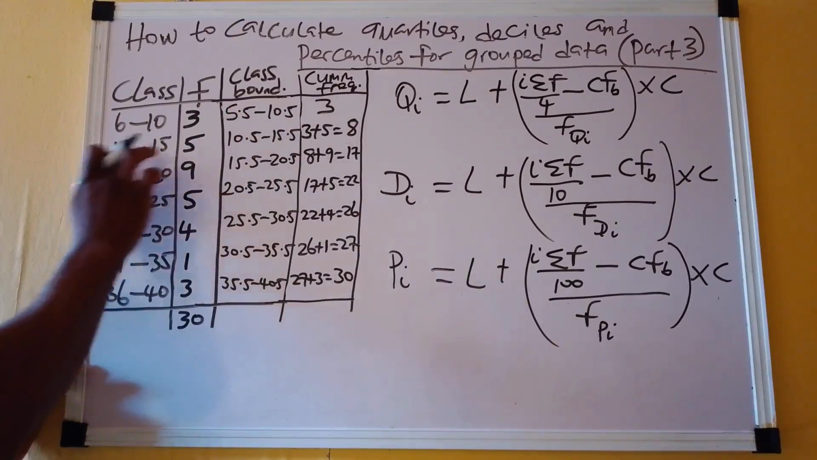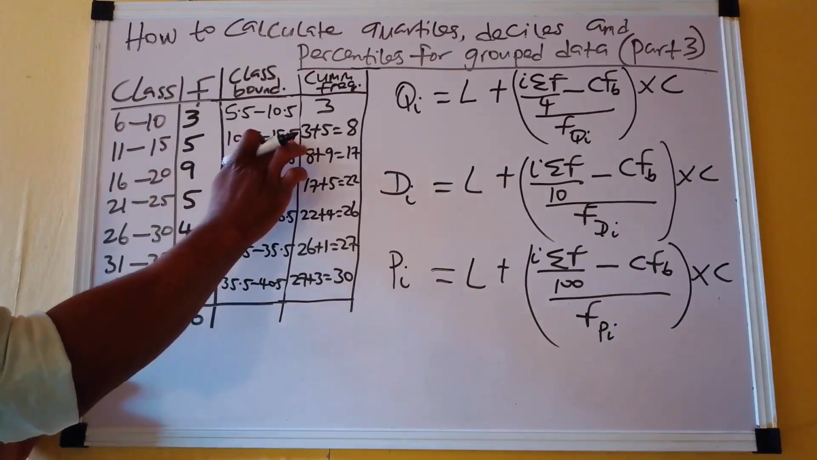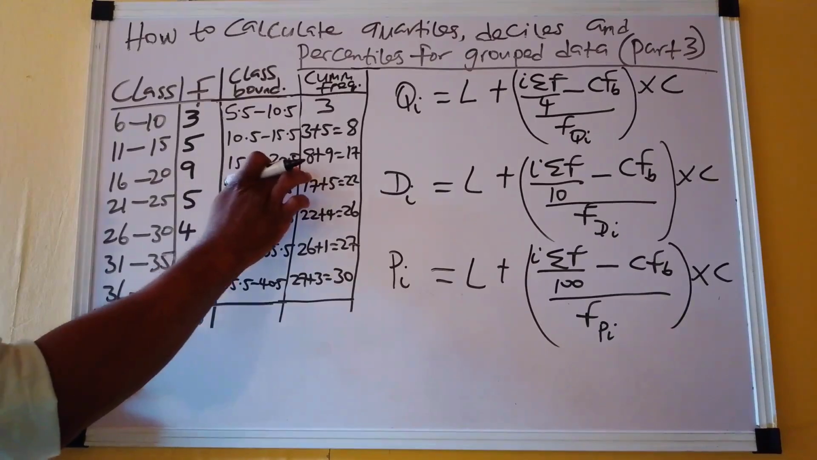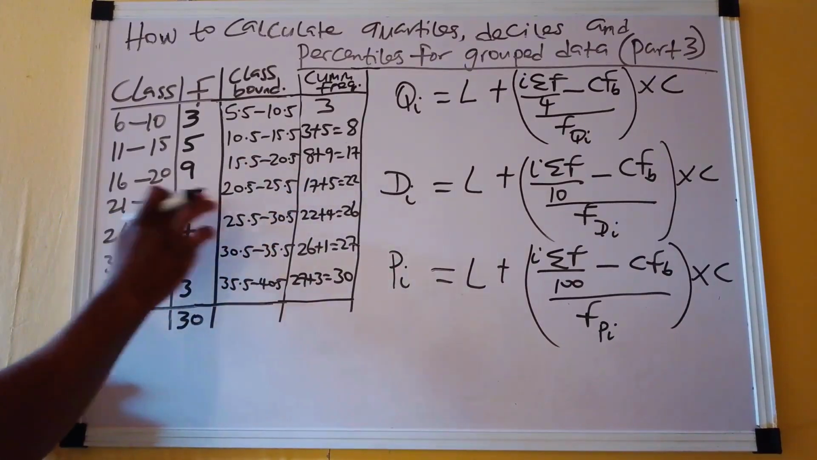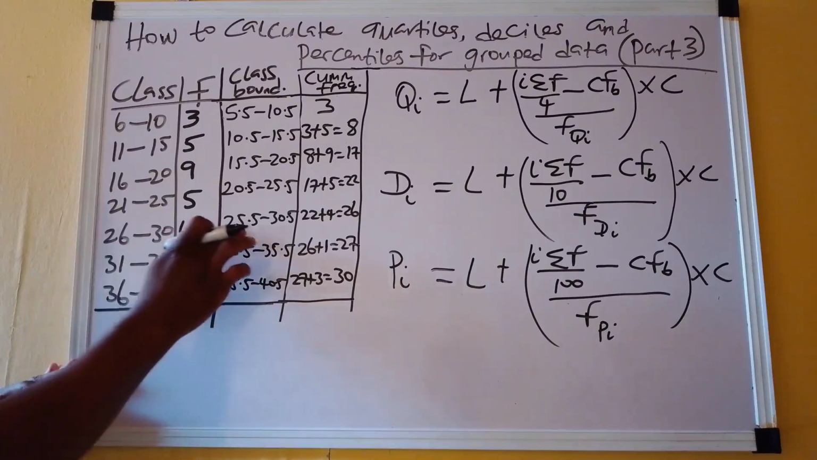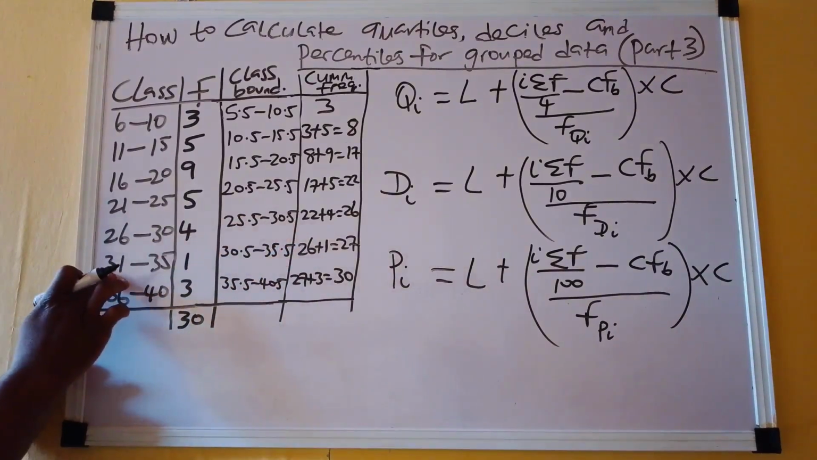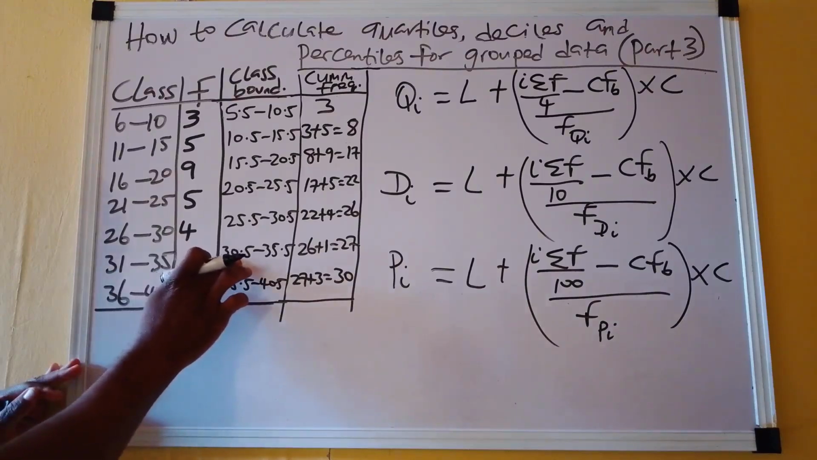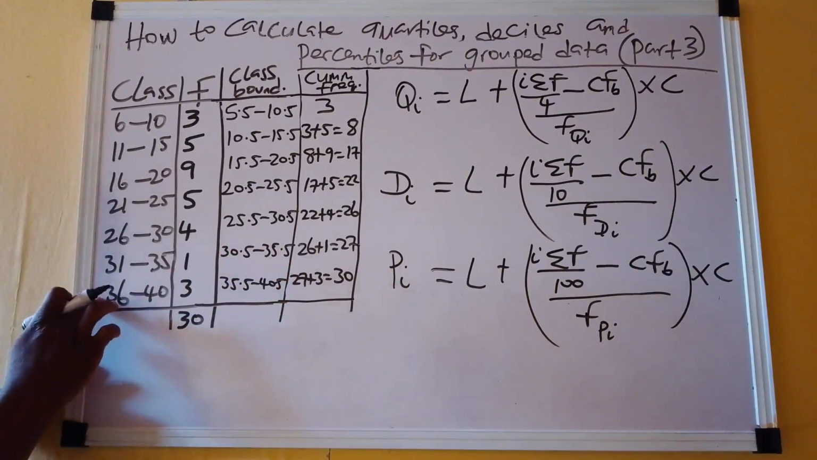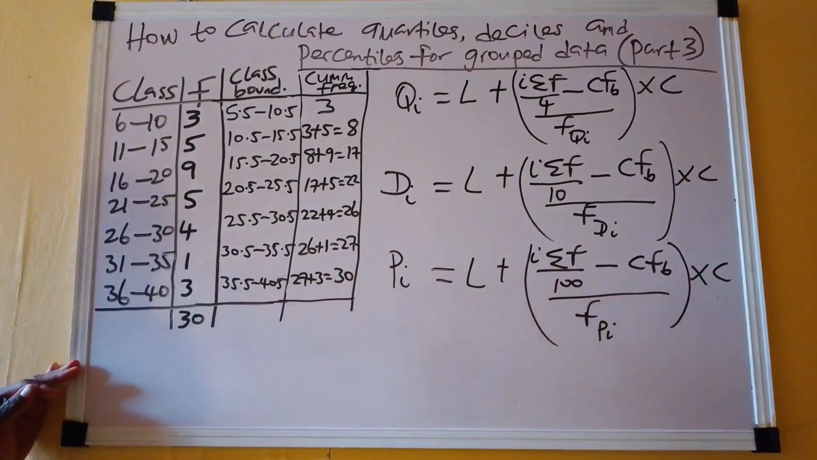11 minus 0.5 is 10.5. 15 plus 0.5 is 15.5. 16 minus 0.5 is 15.5. 20 plus 0.5 is 20.5. 21 minus 0.5 is 20.5. 25 plus 0.5 is 25.5. 26 minus 0.5 is 25.5. 30 plus 0.5 is 30.5. 31 minus 0.5 is 30.5. 35 plus 0.5 is 35.5. 36 minus 0.5 is 35.5. 40 plus 0.5 is 40.5.